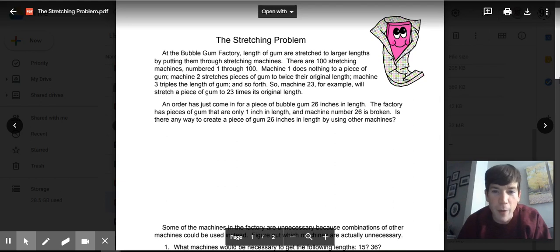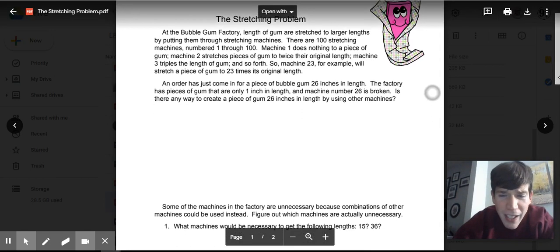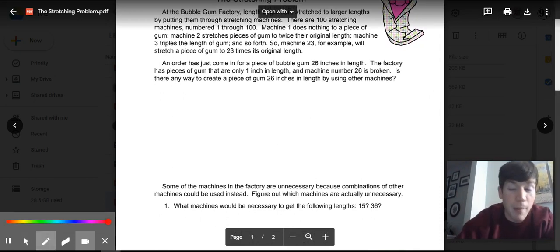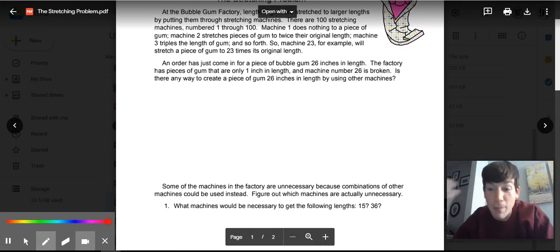An order has come in for a piece of gum 26 inches in length. The factory has pieces of gum that are only 1 inch in length, and machine number 26 is broken. Is there any way to create a piece of gum 26 inches in length by using other machines? Now, guys, today the concept of prime and composite numbers will be super important. And today we're going to figure out that every number can be made up of a bunch of different prime numbers, and we call that prime factorization.